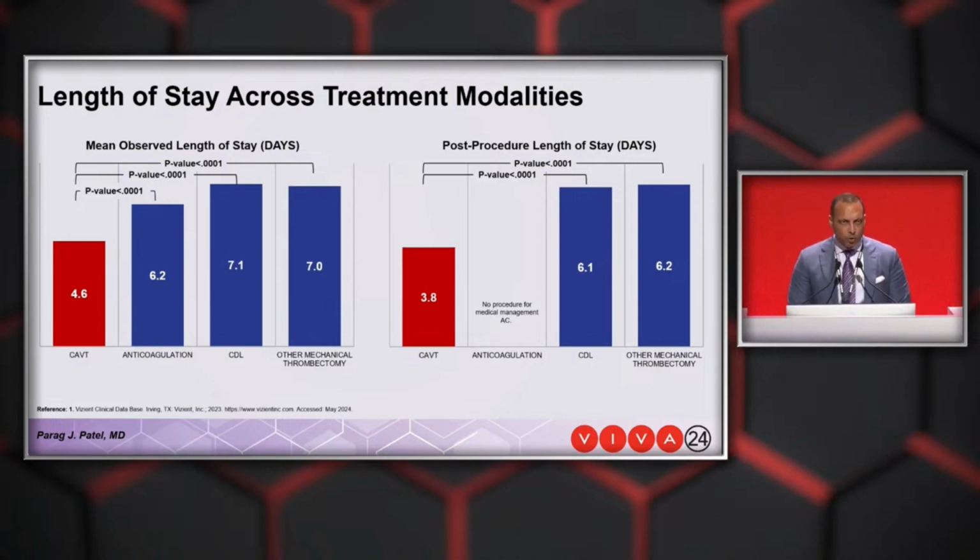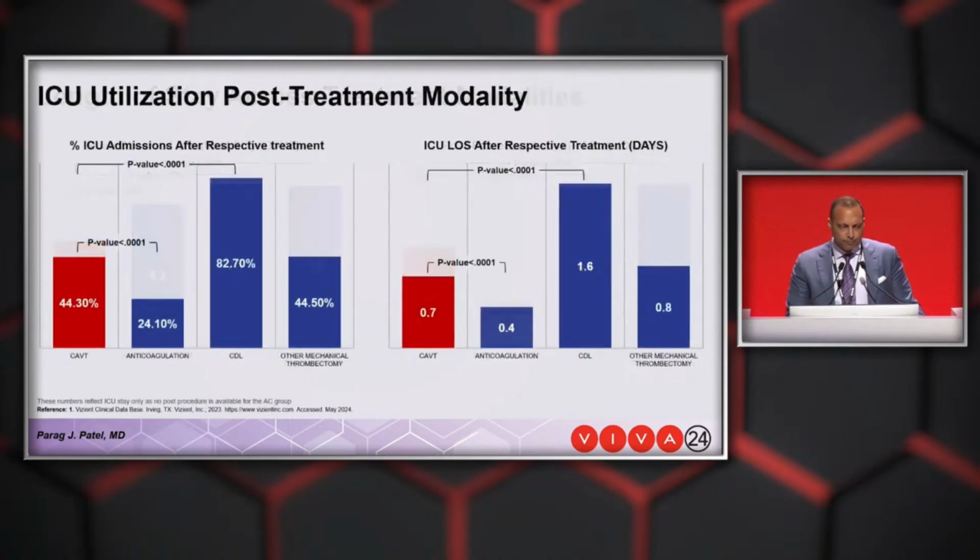When you take into account post-procedure length of stay, so to take into account the fact that maybe procedures didn't occur on the first day of admission, we can still see that there was a significant reduction in the CAVT cohort with regards to length of stay as compared to CDL or other mechanical thrombectomy.